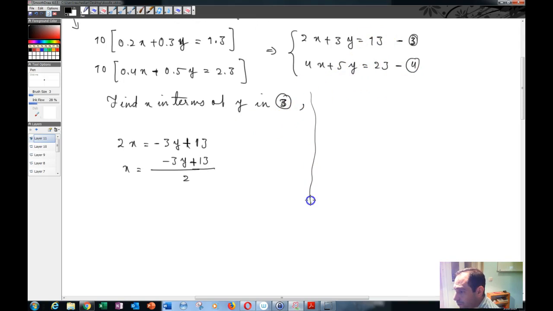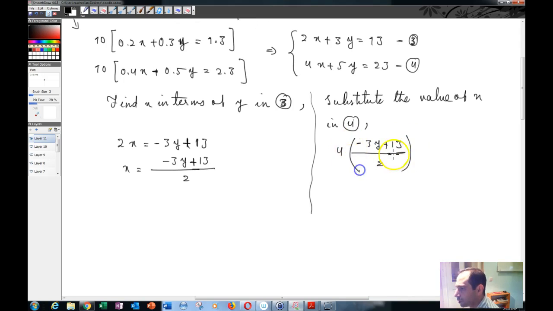And then you can substitute the value of x basically in 4, for example. And what you would get is that 4 times x, which is 4 times this expression, negative 3y plus 13 divided by 2, plus 5y is equal to 23. So you can simplify this 2 and 1 and 2. So you'll get negative 6y plus 26 plus 5y is equal to 26.